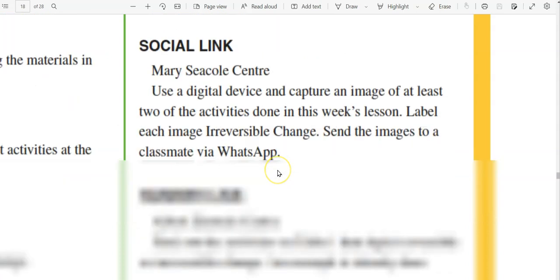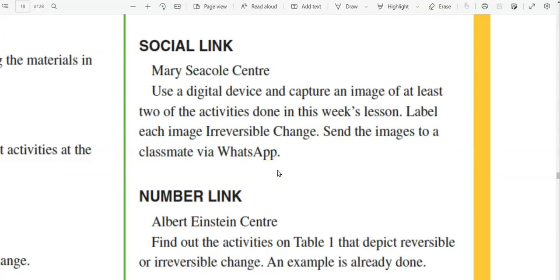Social Link from the Mary C. Cole Center. So use a digital device to capture an image of at least 2 of the activities done in this week's lesson. Label each image Irreversible Change and then send the images to a classmate via WhatsApp.